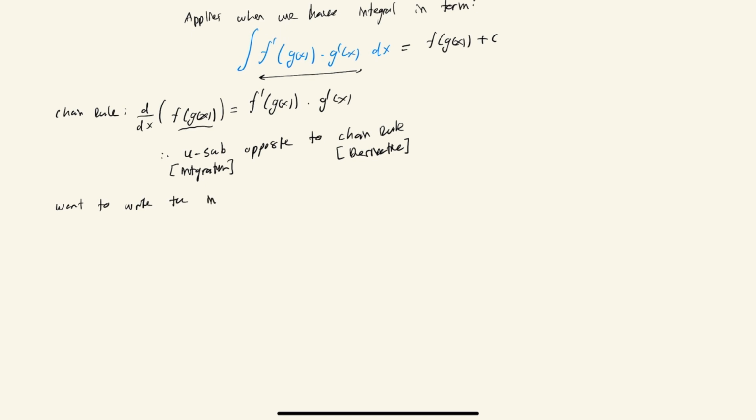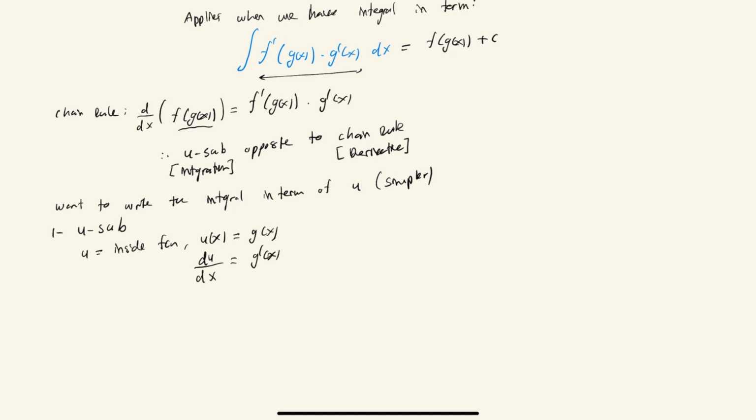Here again, we want to make this integrand a way simpler form to integrate this function. So I'm going to use u-substitution. First step, I'm going to set the u function equal to the inside function. In this case, it's going to be g of x. Then I'm going to differentiate the function u of x. So it's going to be du over dx, and then going to be equal to g prime of x. Now I'm going to move the dx to the other side. That's going to be du equal to g prime of x dx.